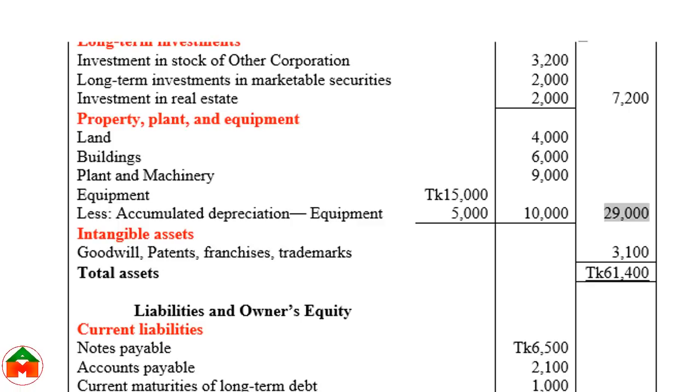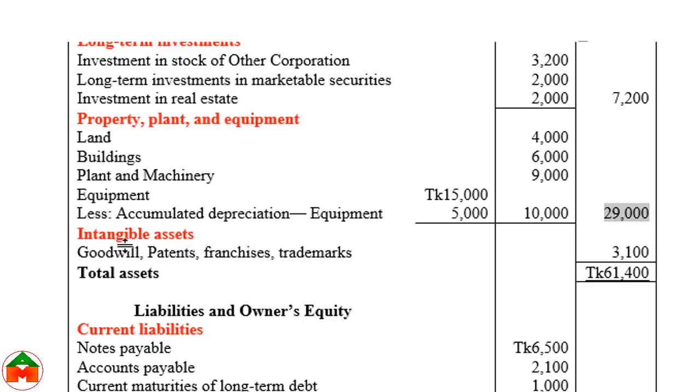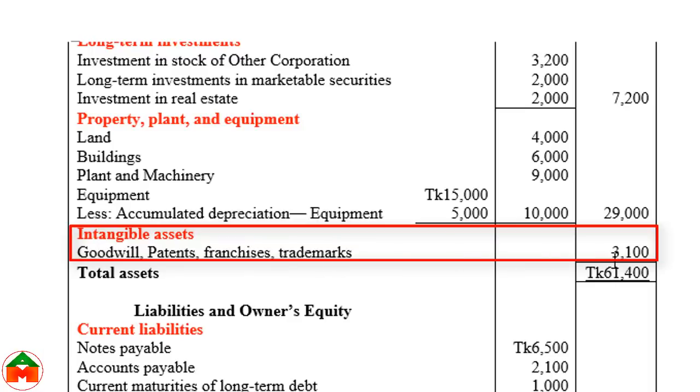Now going back to the question, we can see there are intangible assets: goodwill, patents, franchise and trademarks. These are examples of intangible assets, assets that cannot be touched. These assets should be added in the last section of assets. So here, intangible assets, goodwill, patents, franchise and trademarks, with the amount of taka 3,100.